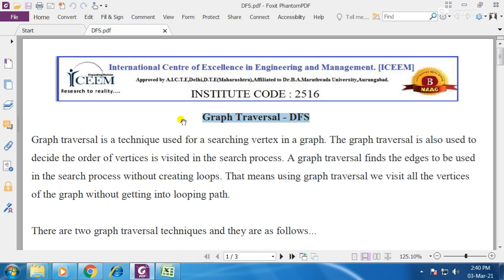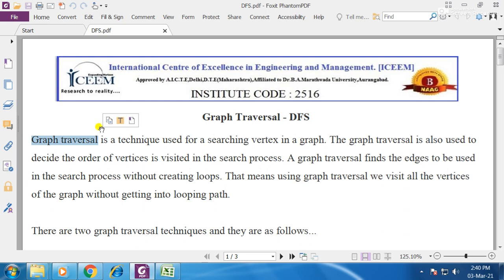And there are n number of applications. ग्राफ्स के n number of applications हैं in the operating system, in the database management system, design and analysis of algorithms. So there are n number of applications of this graph data structure. That's why there is a need to understand the traversal techniques of the graph.